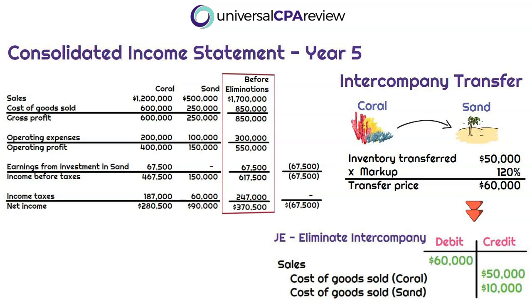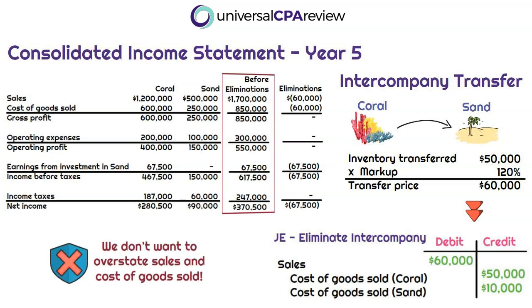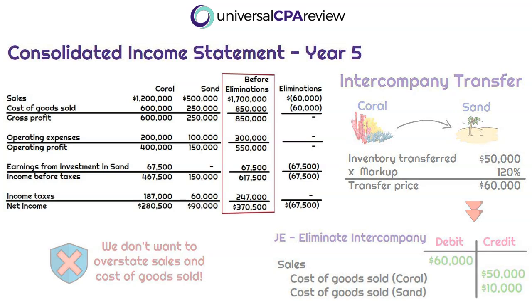So on the credit side, we have a credit to cost of goods sold for $50,000, that's specific to Coral, and then we'll also remove $10,000 for Sand. Either way, we're just removing $60,000 of sales and cost of goods sold. So we can see in the eliminations column it's negative $60,000 and negative $60,000 for sales and cost of goods sold. The net impact on gross profit is 0, but we need to do that so that we don't overstate sales and cost of goods sold.